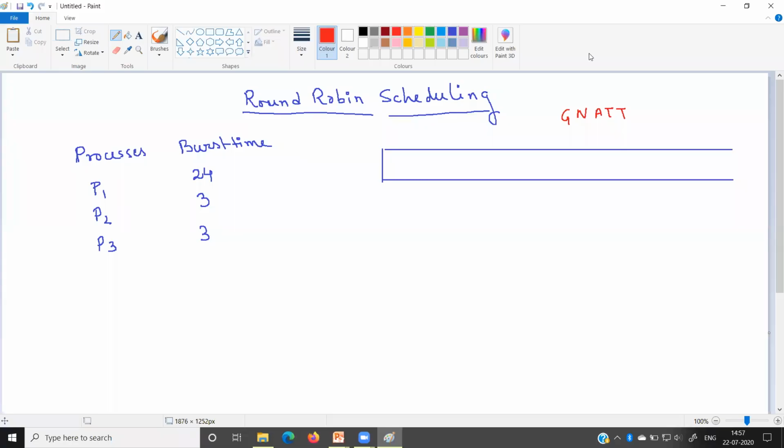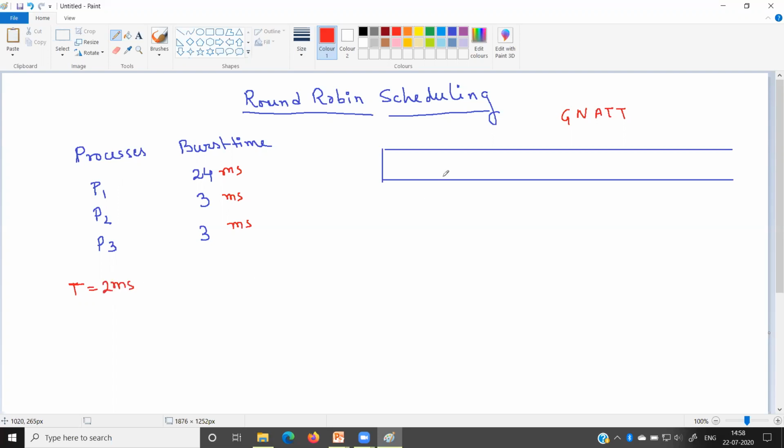Consider the problem which is given over here. There is a set of processes P1, P2, P3, and their burst times are given as 24 milliseconds, 3 milliseconds, and 3 milliseconds. Now we will execute this set of processes using the round robin scheduling algorithm. Before that, we need to know about the time quantum. Let us say the time quantum for our system is 2 milliseconds.